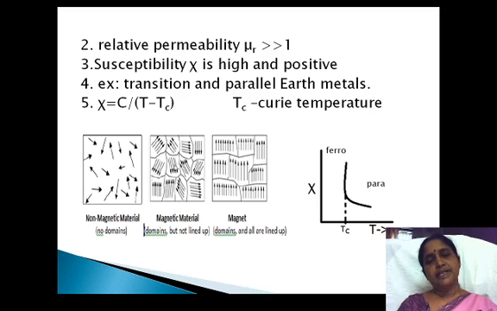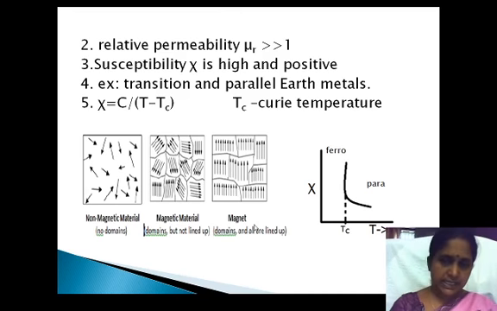These domains expand or shrink when you give more field to that material. Those are aligned parallel to each other, and when you remove the field, the arrangement does not change. So that's why they maintain permanent magnetization.